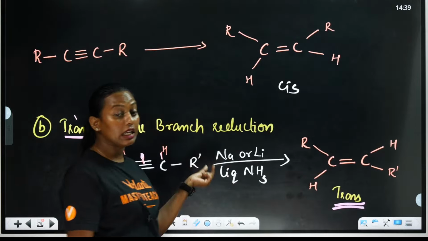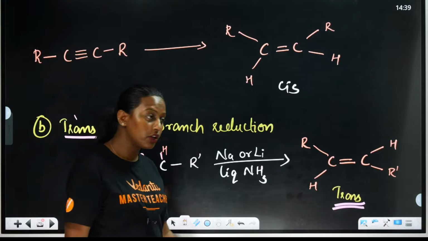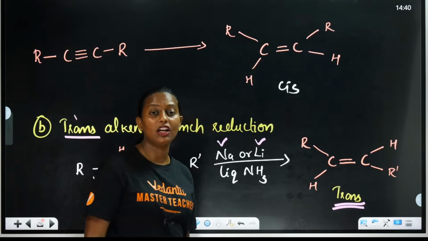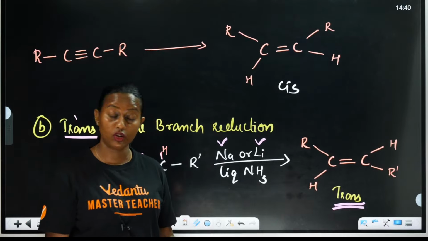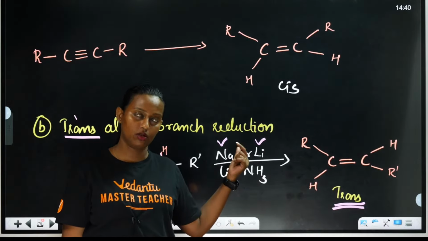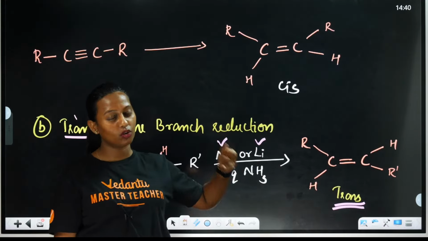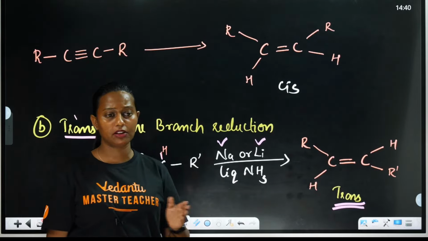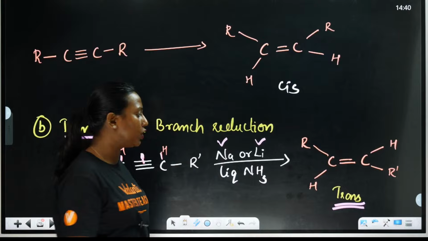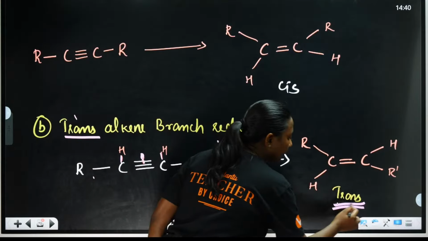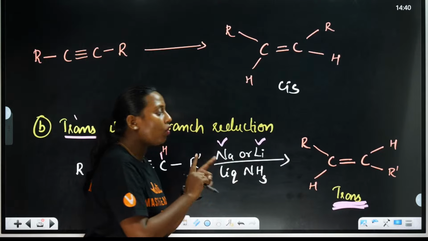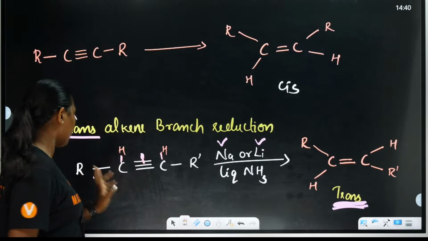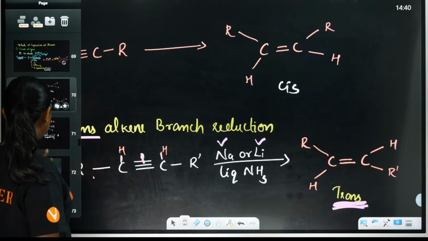So which reagent should we use here? We are using sodium or lithium in the presence of liquid ammonia. Not necessarily sodium and lithium; sodium or lithium. So we will get trans. Trans means the same group on opposite sides. We will get trans alkenes.